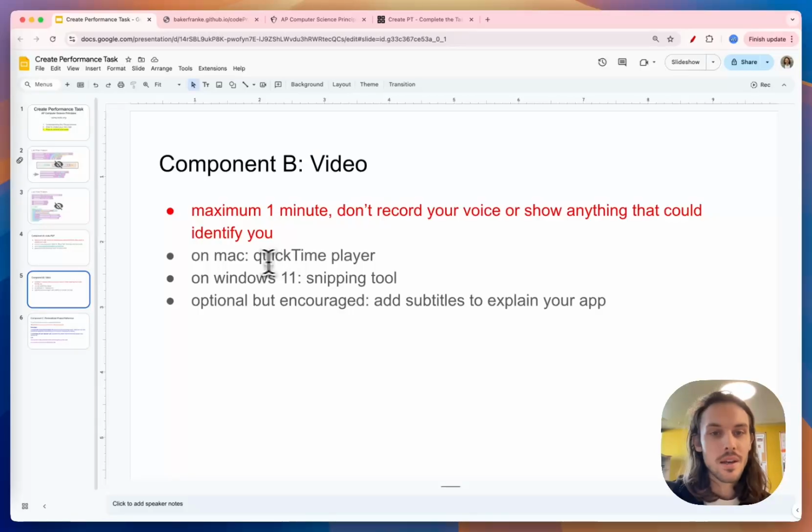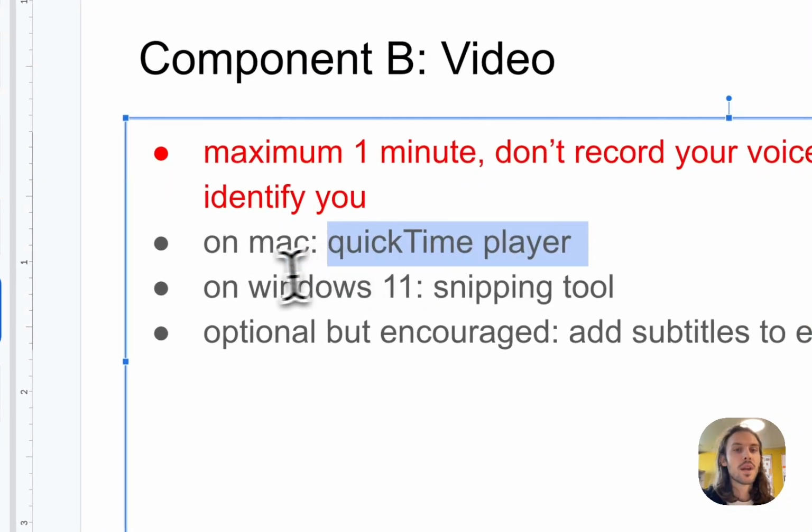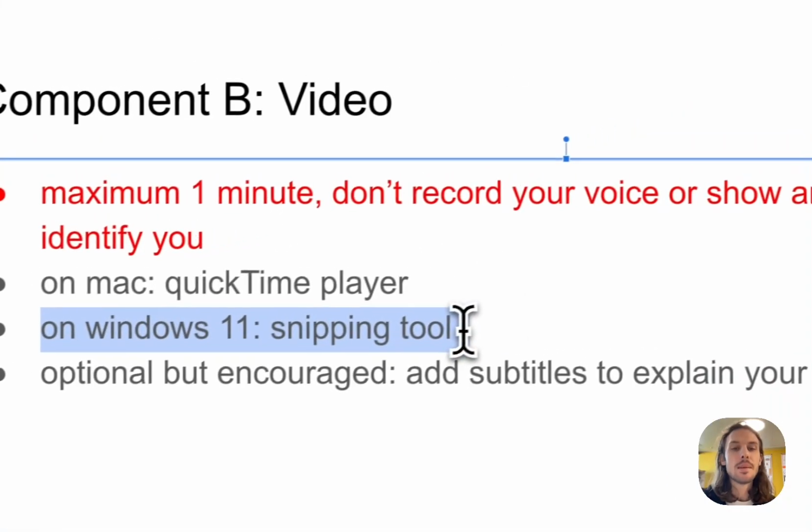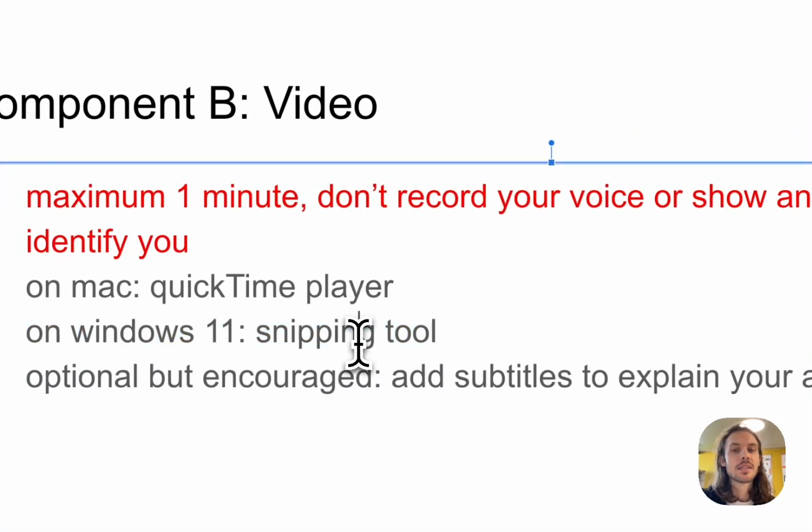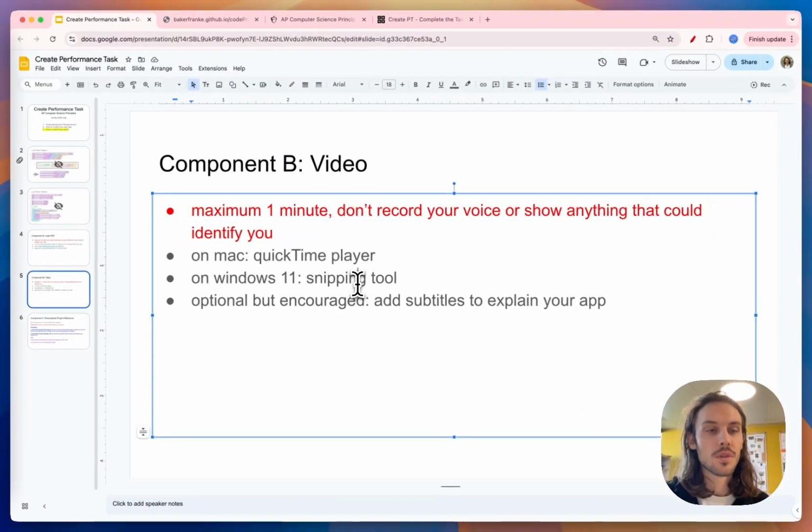And then how to do it: if you're on a Mac, I'm going to show you how to do this with QuickTime Player. If you're on Windows 11, you can use the snipping tool. The snipping tool actually has a feature now since Windows 11 to also record the screen. You just have to switch to the camera. And if you're on another device, then just Google or ChatGPT how to do this to find another tool that lets you record the screen.